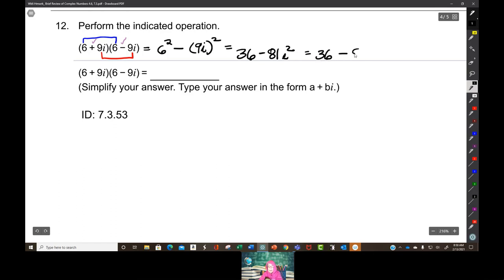minus 81 times negative 1, which is 36 plus 81, which is 6 plus 1 is 7, and 3 plus 8 is 11. So if my sideways adding is correct, the answer should be 117.